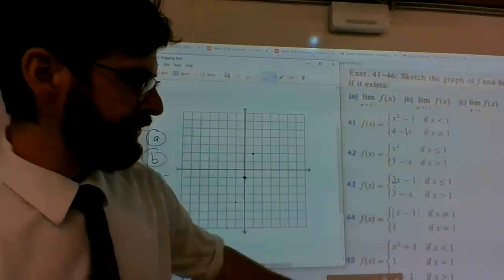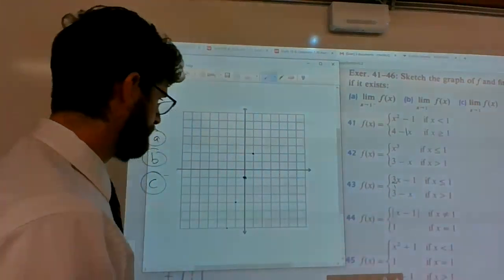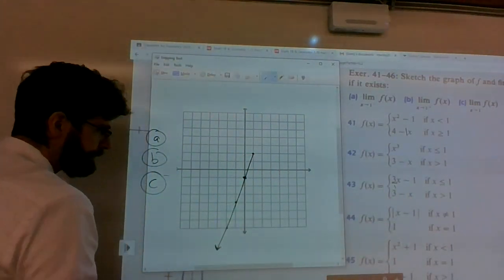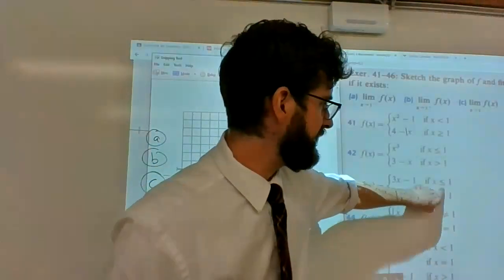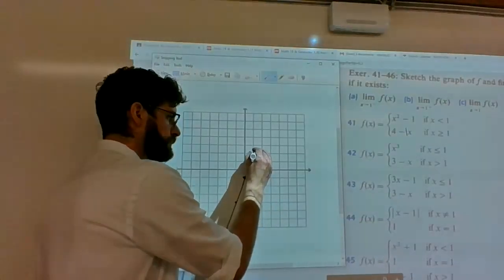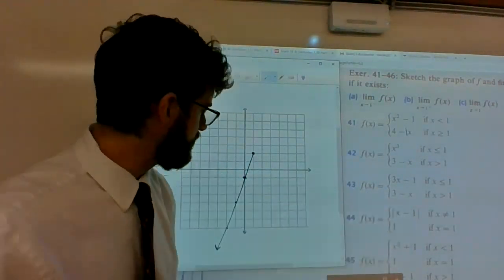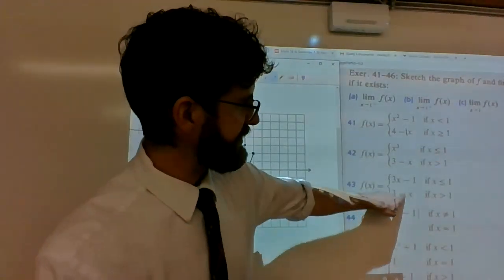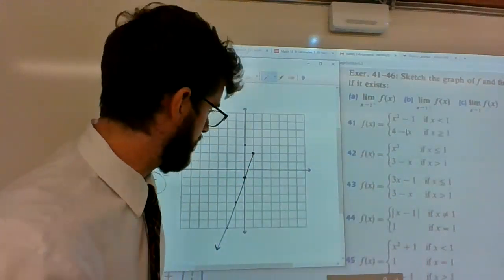I'm more concerned with the left endpoint behavior of this because it's less than or equal to 1. And I'm keeping it a closed circle because it is equal to. The other one starts at 3 on the y-axis, and then, again, has the same rate of change that we did here. So it's just going to move down 1 unit, right 1 unit.